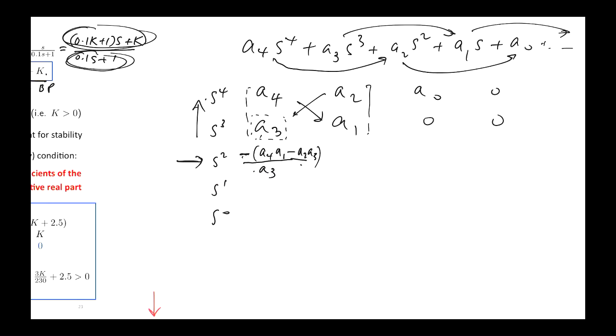Okay? So that's the first entry of this row. The second entry of this row is formed in a very similar way. Right? We again divide by the pivot A3. Okay? And on the top we get minus now the determinant of another 2 by 2 matrix. Okay? And the 2 by 2 matrix that we use now has this again as the first column and this as the second column. Right?